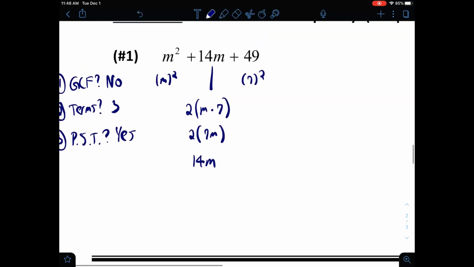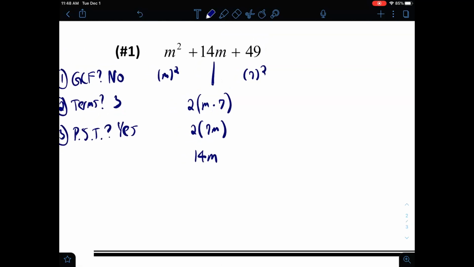So all we need to do after we do that, instead of doing the factoring, the shortcut is just to do, these are both positive.